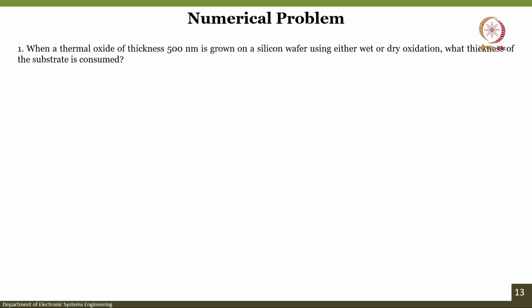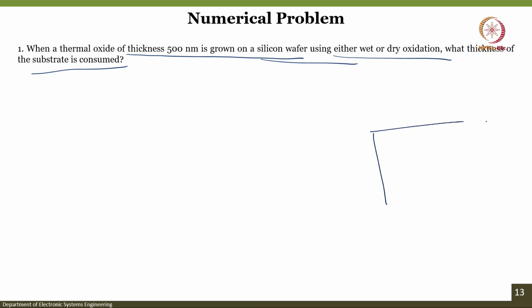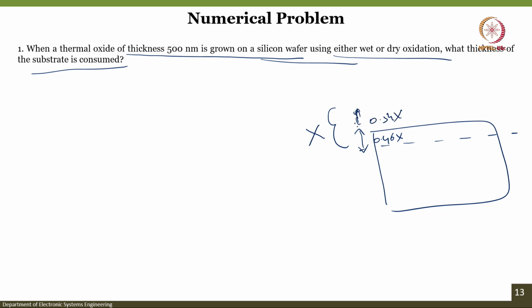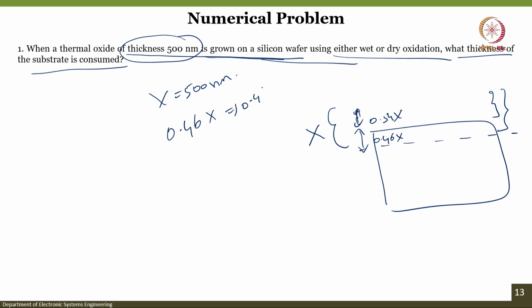So, let us look into some problems. This is a very typical problem: when a thermal oxide of thickness 500 nanometer is grown on a silicon wafer using either wet oxidation, what is the thickness of the substrate that is consumed? We have discussed, right. If you want x thickness of silicon dioxide, then 0.46 x of silicon will be consumed and 0.54 x is formed on top of this, right. So, what is the question? When a thermal oxide of thickness 500 nanometer is grown, already they have grown 500 nanometer, here x is 500. So, what is the thickness that is consumed? It is 0.46 x, this is 0.46 into 500, whatever number comes up, that is the answer, right.